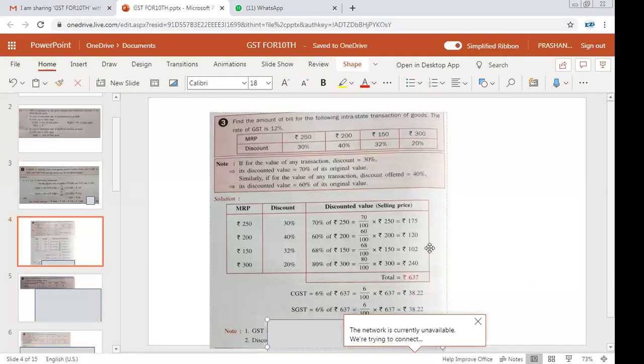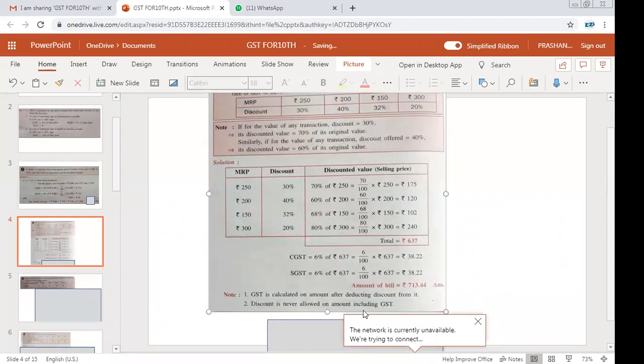And then we're going to calculate the final price of this total bill. So what will be the total bill? Obviously 637 plus 38.22 plus 38.22. So the total amount of the bill is going to become 713.44. And how do we get 713.44? Obviously 637 plus 38.22 plus 38.22 adds up to 713.44.